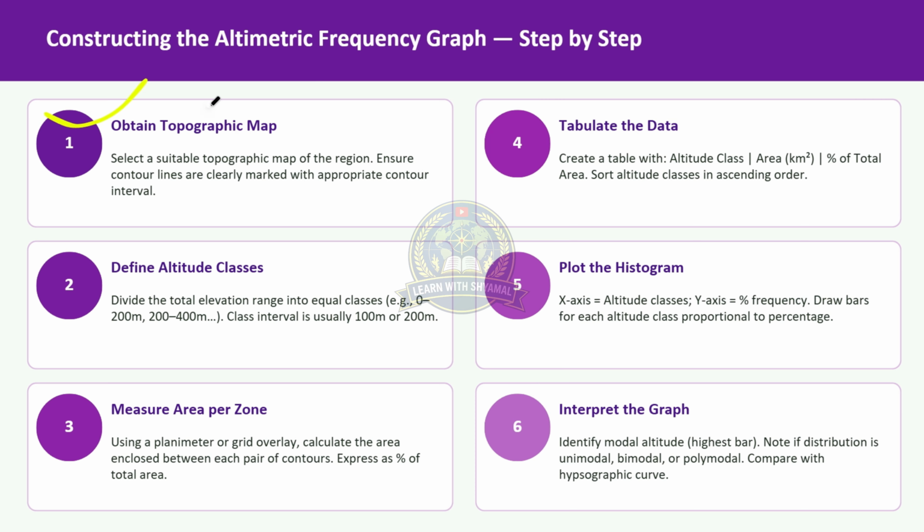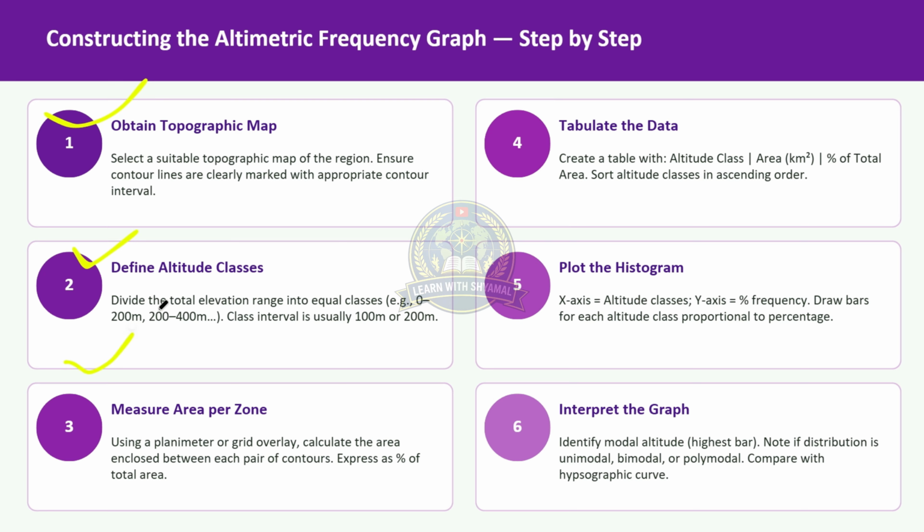Step 1, obtain a topographic map. Select a suitable topographic map of the region. Ensure contour lines are clearly marked with an appropriate contour interval. Then define altitude classes. Divide the total elevation range into equal classes, for example 0 to 200 meters, 200 to 400 meters. Class interval is usually 100 meters to 200 meters.